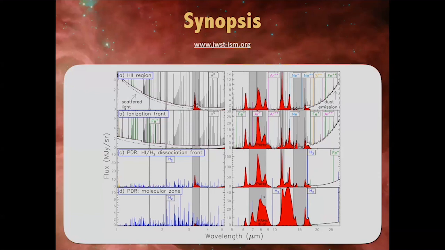We have dust continuum emission. We also have some scattered light. And we have a large amount of emission lines coming from neutral hydrogen, iron, argon, neon, etc. We also have a lot of lines from molecular hydrogen once you are in the PDR. And in red is shown emission from polycyclic aromatic hydrocarbons. So we have a very rich spectrum with a variety of contributors.